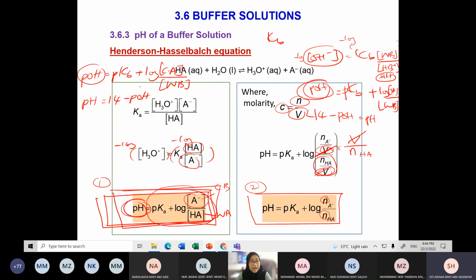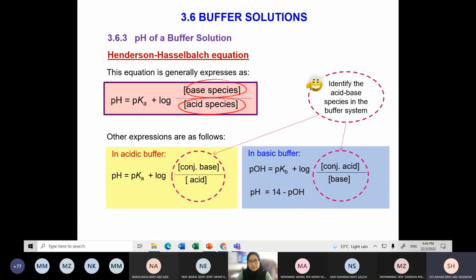Alternative to this, conjugate acid is the same, right? Alright, so this is the one that I've mentioned to you just now, for basic buffer: pH is equal to 14 minus pOH. There is another method used for the basic buffer where you can straight away calculate the pH.